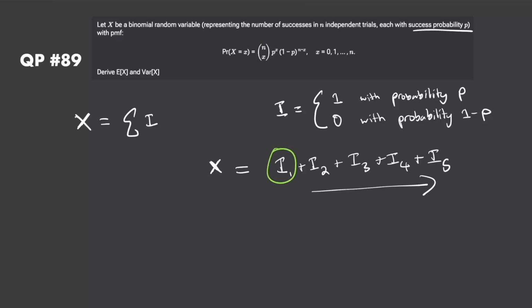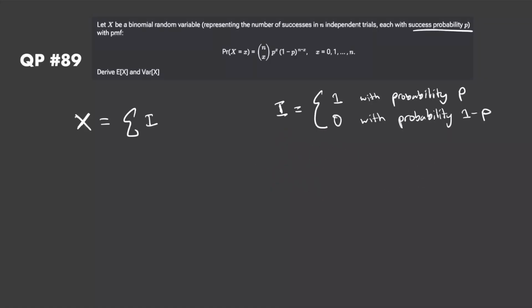So if I get a success in trial 1 with probability p, then I have a 1 here. And if I get a success in trial 2 with probability p, then I have another 1. If I fail here, then that's going to be 0, right? And you get the idea at this point. So basically, X is just going to be equal to the sum from, let's say, j equals 1 to n of the indicator I sub j.